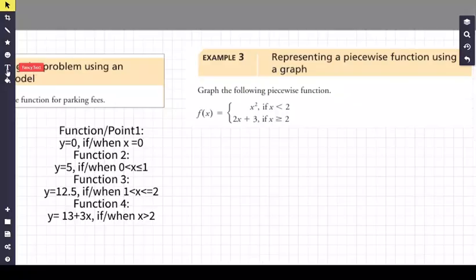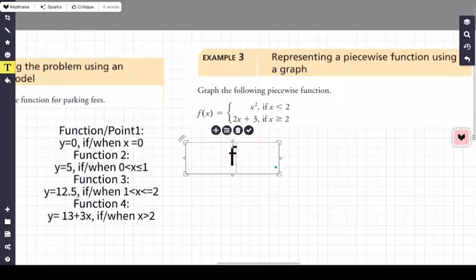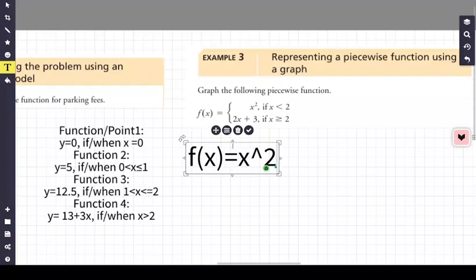So let's go ahead and create a table of values. So f of x is equal to x squared. So let's get some values. So let's say 2, 4 is a value. 1, 1 is a value. So we only want to get values less than 2 because this is where it's defined. We don't want to get any values more than 2 for x squared because it's not defined when x is greater than 2. So 1, 1, 0, 0, negative 1, 1, and negative 2, 4.